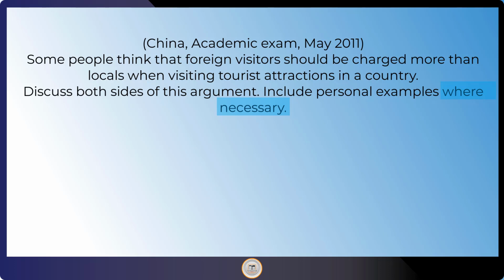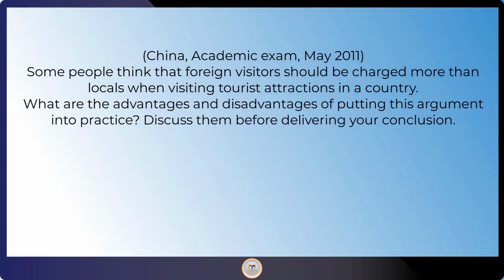I mean, it's not impossible, but it would be rare that someone would have personal experiences that would support both sides of the same argument. It's possible, I guess, but... Okay, so this would be a discussion essay, and you would be using some personal pronouns in your response. What are the advantages and disadvantages of putting this argument into practice? Discuss them before delivering your conclusion.